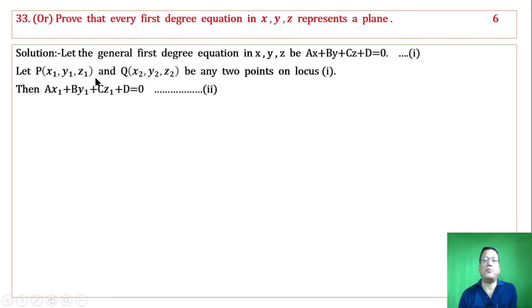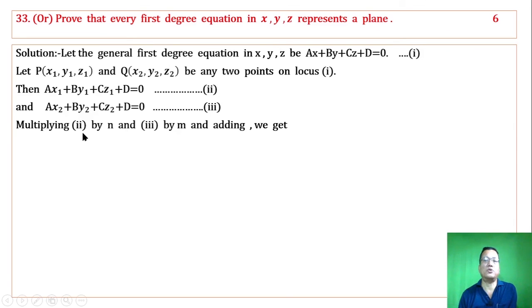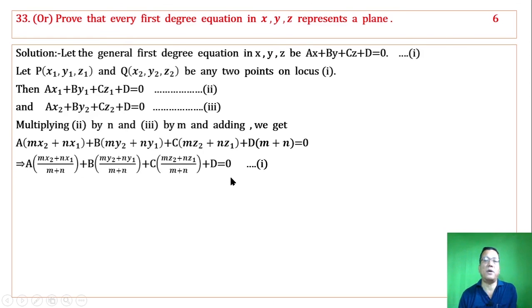Then, since the points lie on the locus, they satisfy the equation, giving equations 2 and 3. Multiplying equation 2 by n and equation 3 by m and adding, we get this equation. This is equation 4.